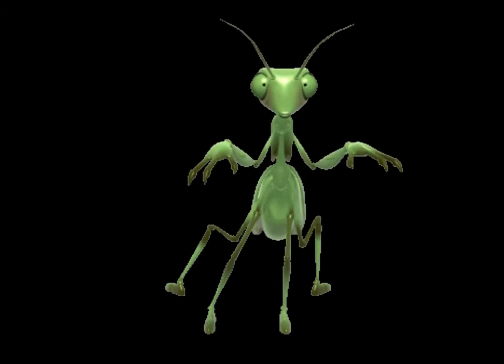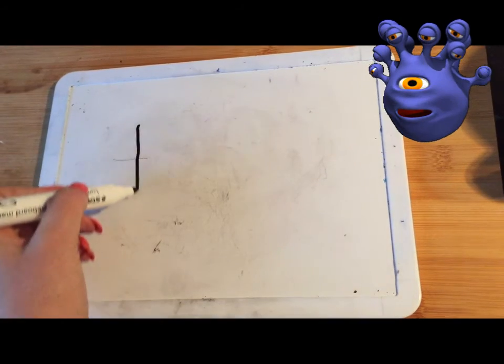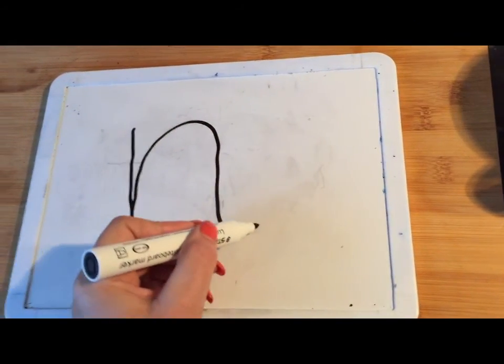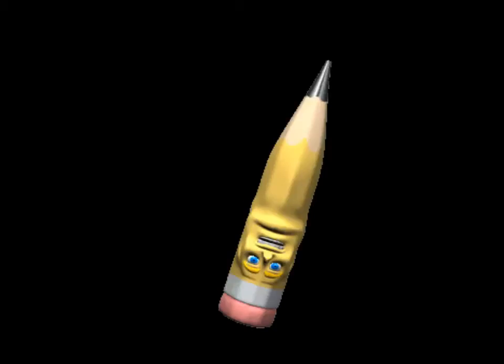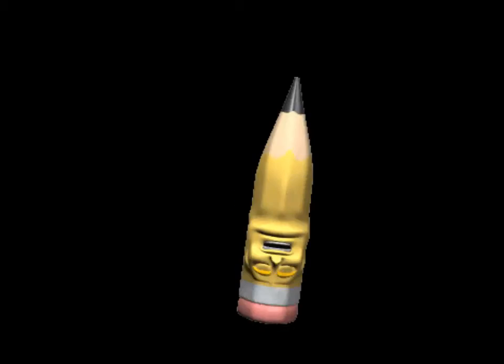Are you ready? Monster, n. N, nap. Down Nobby, up and over his net. Down Nobby, up and over his net. Rub it off.